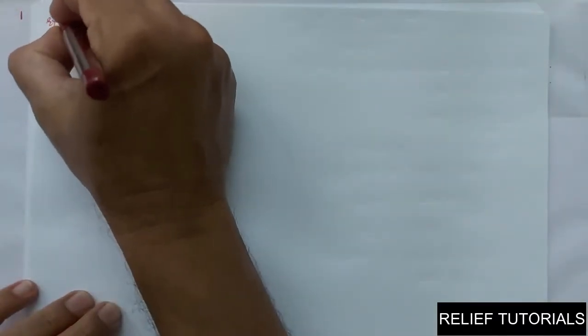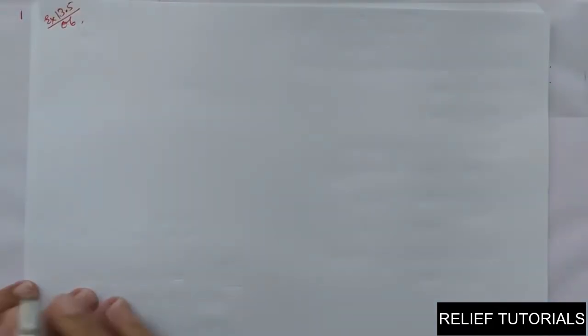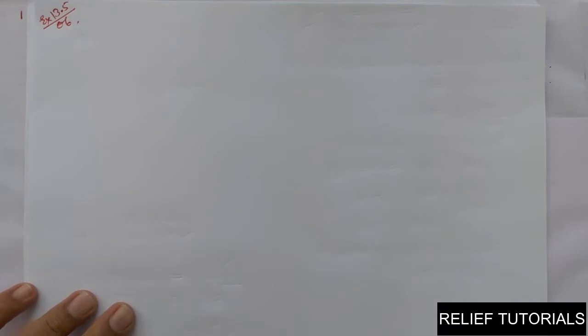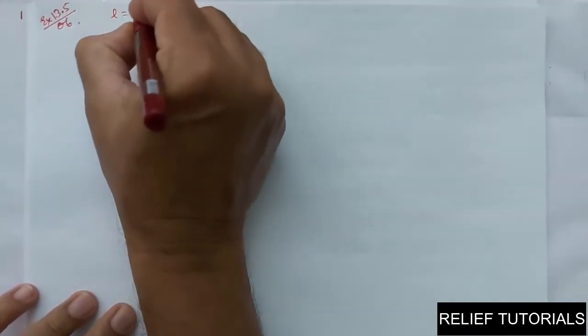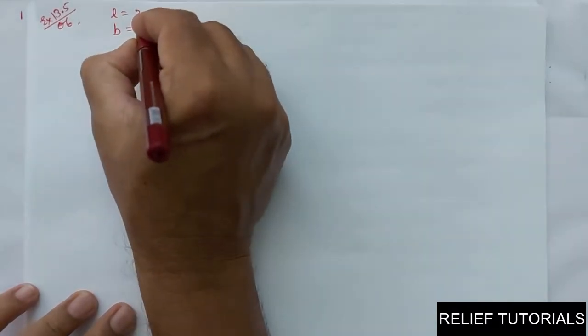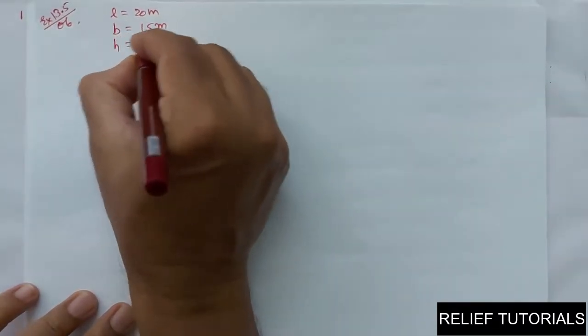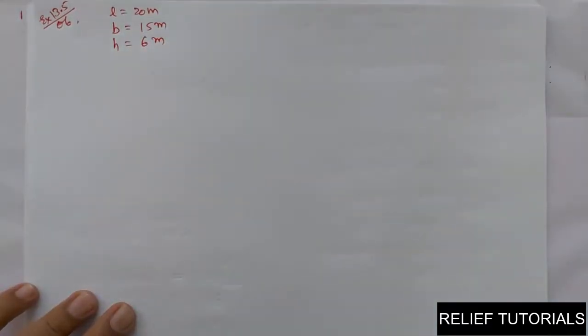Now, exercise 13.5, question number 6. Read the question. A village having a population of 4,000 requires 150 liter of water per day. It has a tank. Village has a tank measuring 20 by 15 by 6 meter. So here the dimensions are given. So length is equals to 20 meter, breadth is equals to 15 meter and height is equals to 6 meter. These are the dimensions of a tank. For how many days will the water of this tank last? If this tank is completely filled with water, how many days will the water last?